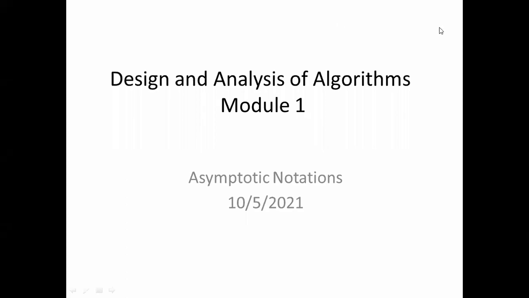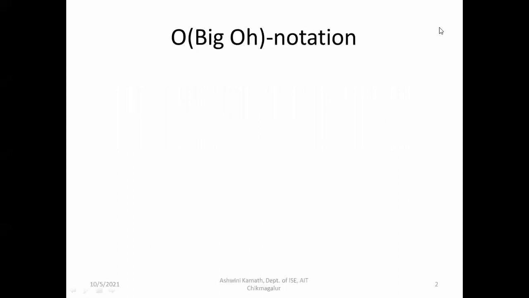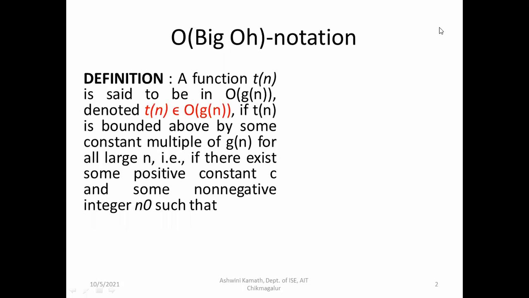Today we'll learn asymptotic notations in detail. Formal definitions we'll learn. First one is big O notation. Big O notation, I told you, will represent the function which is having slower order of growth. So let's see the formal definition for this.